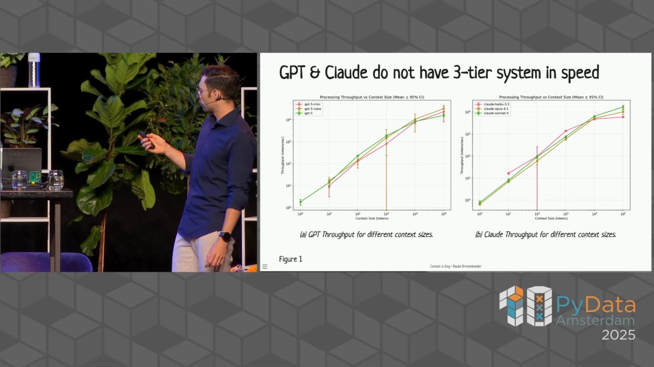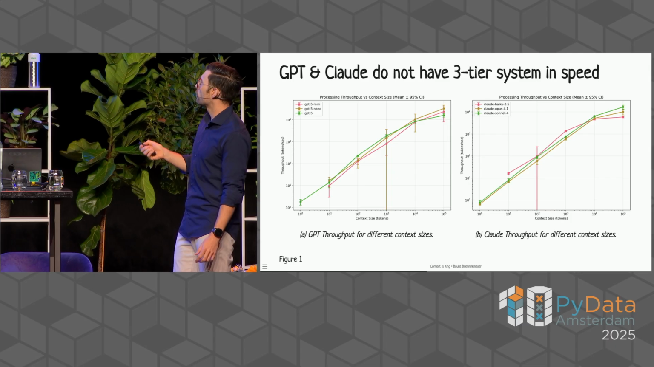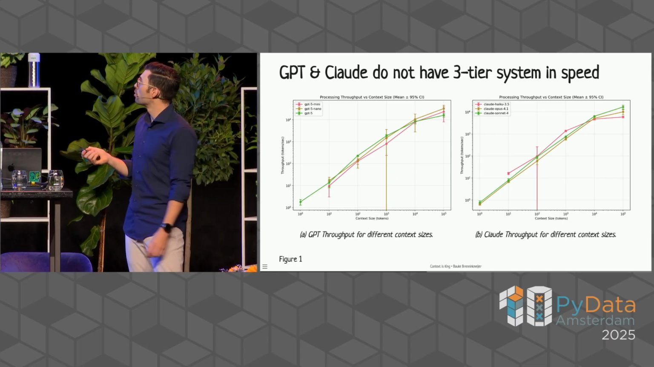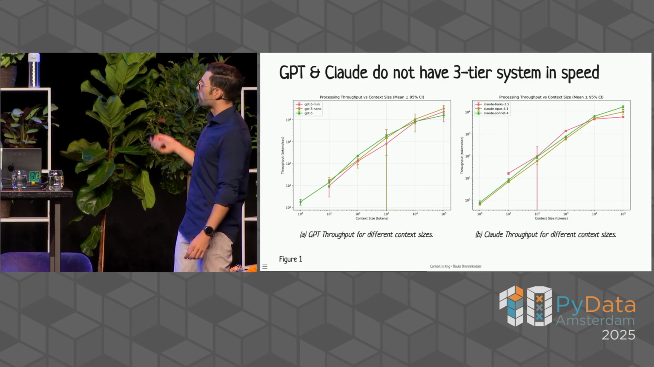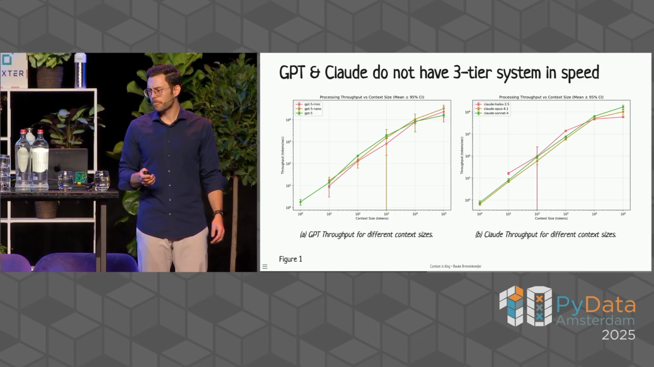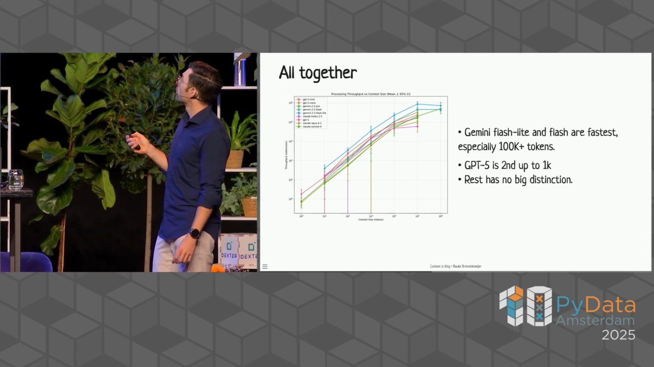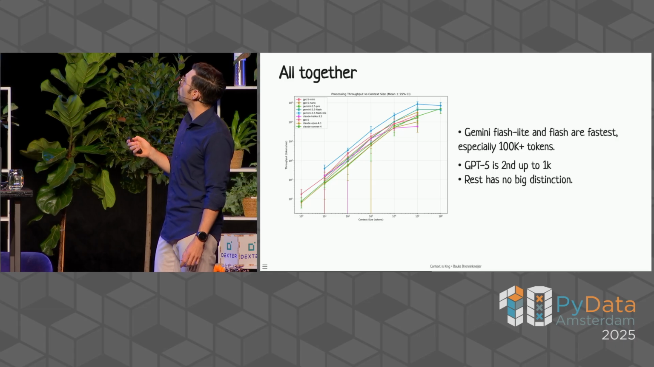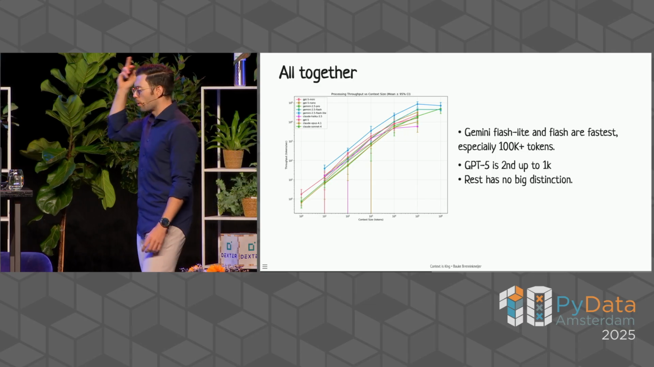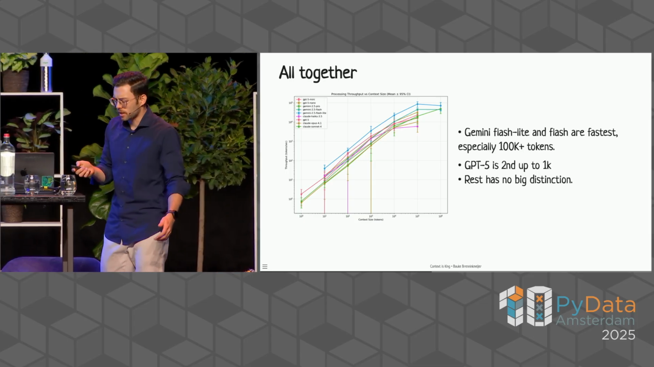I have a pointer here. The green one is GPT-5, so GPT-5 is surprisingly the fastest for most of the context windows. With Claude, there's not really any structure to be found. And altogether, we see the top blue line is Gemini Flash Lite, the cheapest model of Google. And here, the turquoise one is Gemini Flash. So you can see that anywhere above 10K, the two Google models are actually the fastest. And the rest is kind of in the middle.